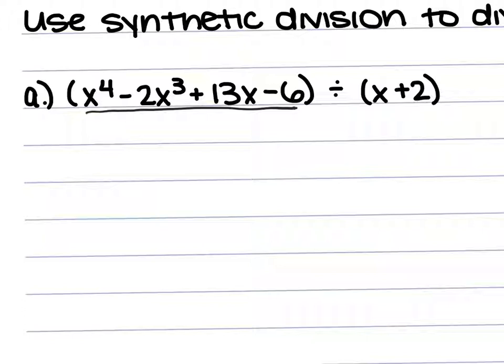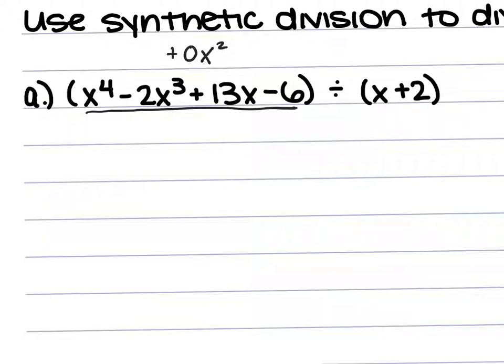Are there any missing powers? No, there is no x squared. So I'm going to fill in that gap by adding 0x squared to that, because we're allowed to add 0 of something, right? Like I'm allowed to add 0 to how much money you owe me, and I'm allowed to add 0 to how much money I will give you, and it doesn't change anything. The reason I'm going to do this is that, in a moment, this is going to hold the place for me and keep everything lined up.